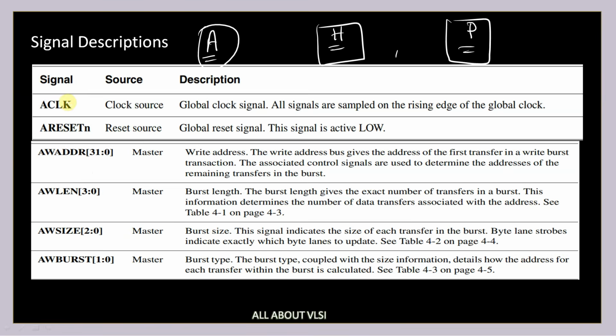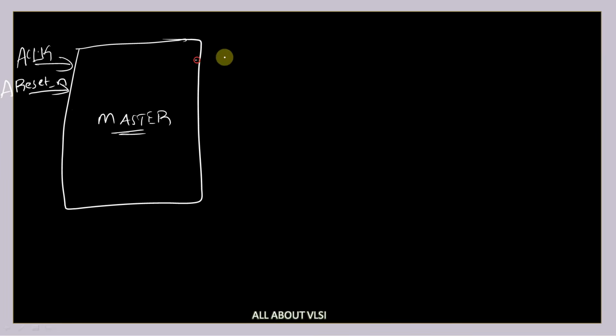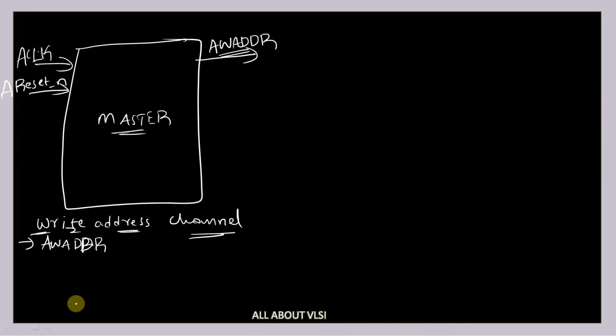Now this AW address is nothing but my write address signal. The write address bus gives the address of the first transfer in a write bus transaction. The associated control signals are used to determine the address of the remaining transfers in a burst. So this AW address belongs to my write address channel.